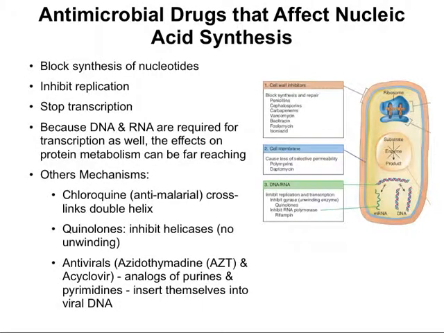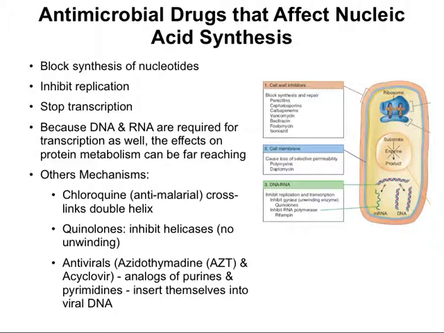Now we'll take a look at antimicrobial drugs that affect nucleic acid synthesis. They can either block synthesis of the nucleotides, inhibit replication, or stop transcription. Because DNA and RNA are required for transcription as well, the effects on protein metabolism can also be fairly far-reaching. We'll take a look at those shortly.